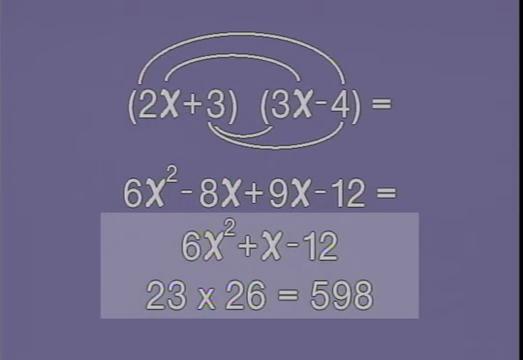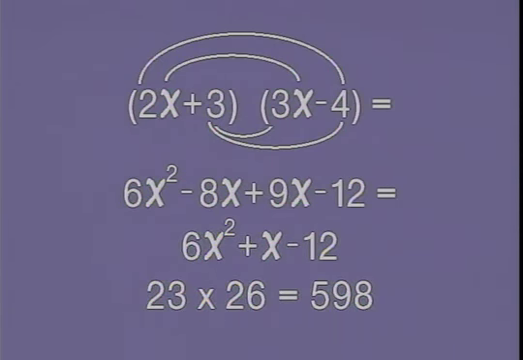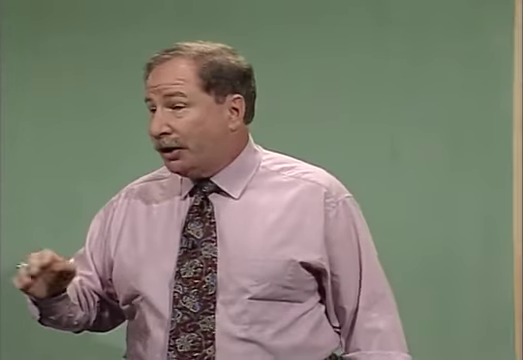Checking. Notice there's a check on there. We plug in x equals 10. 2x plus 3 is 23. 3x minus 4 is 26. 23 times 26 is 598. 6x squared becomes 600, plus 10 minus 12 is also 598. It checks. Some of my students have liked to do all multiplication horizontally using this FOIL method.